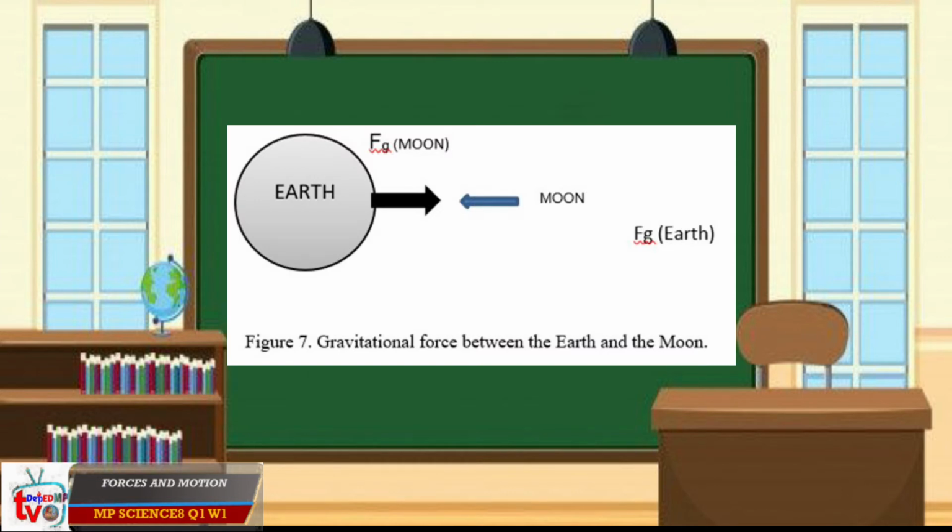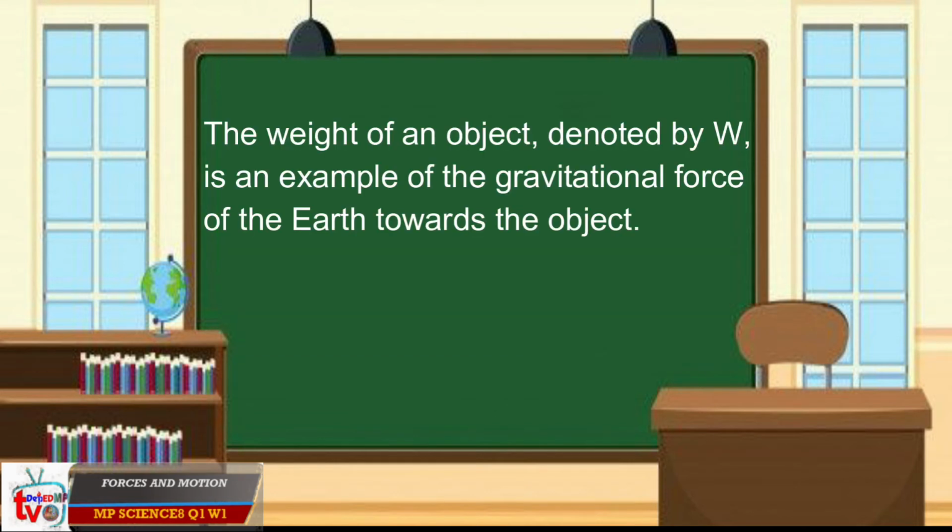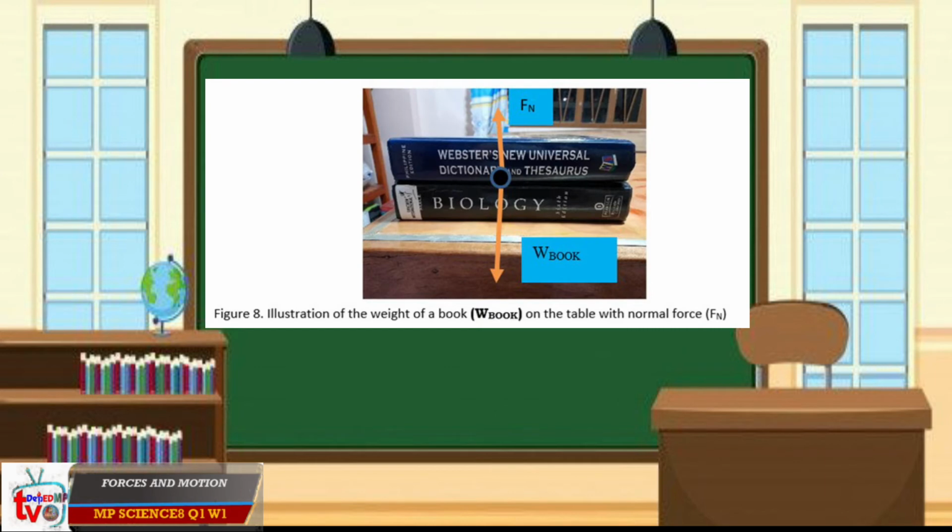The figure below illustrates gravitational force between the Earth and the Moon. Earth has a bigger gravitational force over the Moon. The weight of an object, denoted by W, is an example of the gravitational force of the Earth towards the object. In Figure 8, the weight of a book is illustrated. However, the weight of an object depends on the mass of the celestial body where the object is attracted to, meaning we seem to be lighter when we are on the Moon than on the Earth.